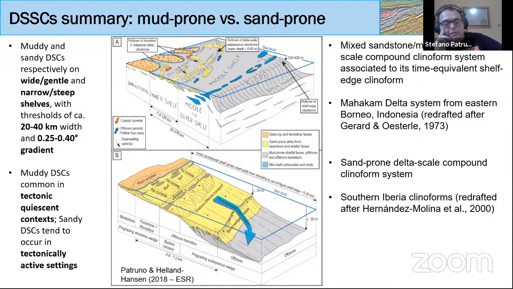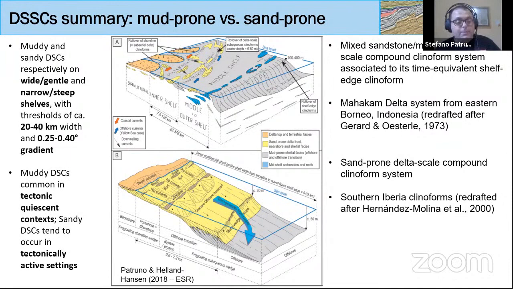In terms of the scales, the muddy ones, they are usually found on wide and gentle shelves, whereas the sandy ones, they are found in narrow and steep shelves. And there is a threshold, which we saw on the basis of the analysis that we did, of about 20 to 40 kilometers in width of the shelves. So shelves that are wider from the shoreline to the shelf break, wider than 20 to 40 kilometers, they tend to host the muddy system. Shelves that are narrower than 20 to 40 kilometers, so very narrow shelves, obviously, they tend to host the sandy system. And also the gradient of the shelves, the threshold tends to be between 0.25 and 0.40 degrees of shelf gradient. If you are steeper than that, you tend more often to have the sandy. If you are less steep than that, you tend more often to have the muddy.